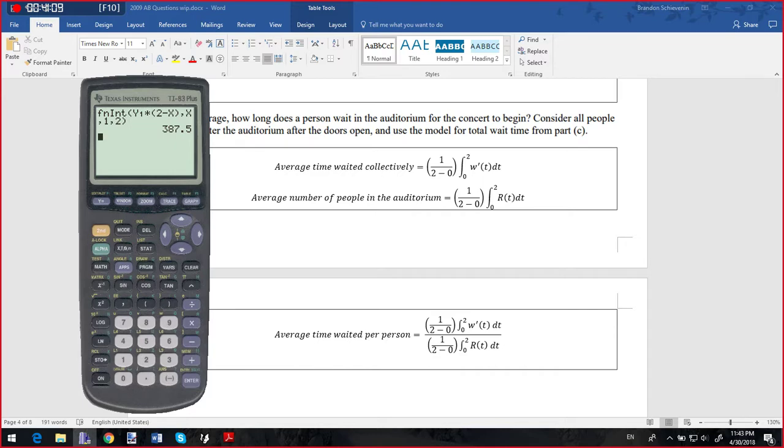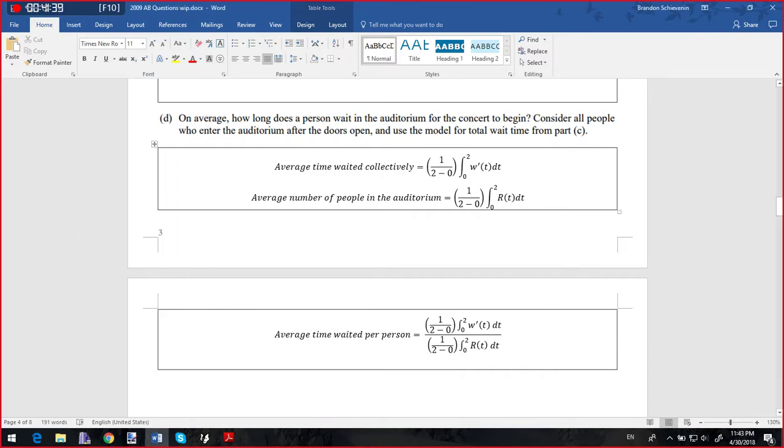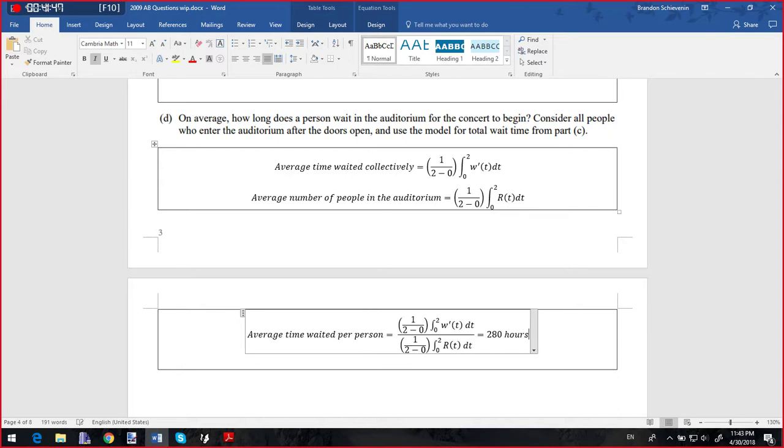So last time I integrated W(t) from 1 to 2. I'm going to go back and hit that same entry, and we're just going to change our time from 1 to 0. So I'm integrating R(t) times (2 minus t) in terms of t from 0 to 2, which would give me this integral from 0 to 2 of W'(t). Then I'm going to divide that by 2 because I'm multiplying by 1/2. And that should give me the numerator. So that was 280 hours.